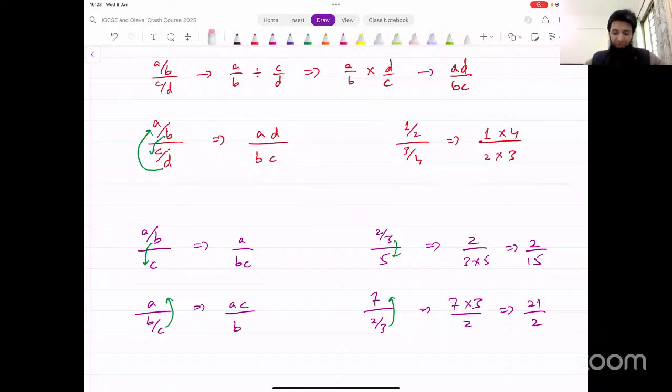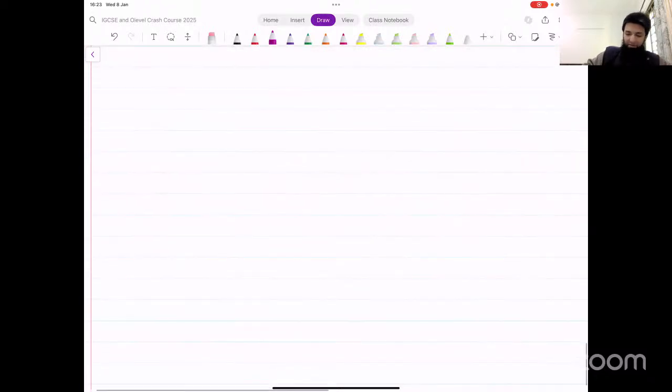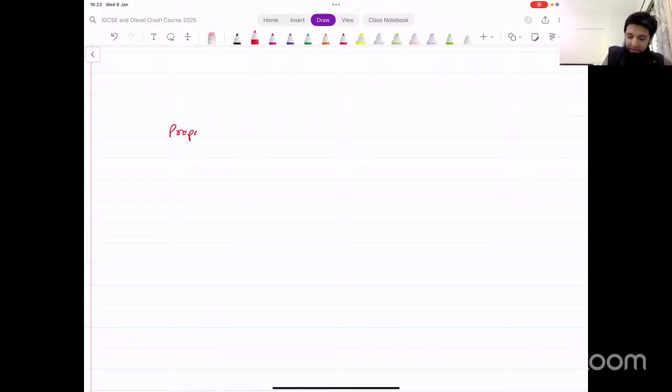Now, in fractions, you also sometimes have mixed fractions. In fact, not sometimes, you have to deal with mixed fractions a lot of times. Now, what are mixed fractions? Basically, there are two categories that we have for fractions. One are proper fractions, and the other is improper fractions. Okay, so we've got these two types of fractions: proper and improper.